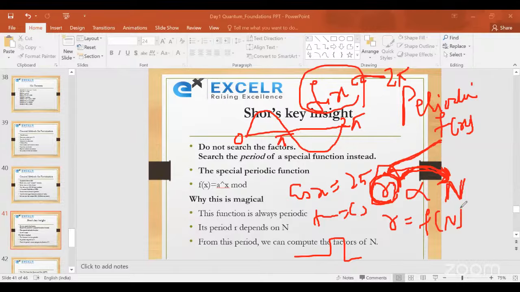So this is the real condition. What function do we have to take? We have to take a function whose periodicity depends on the number which we want to factor. So this is the restriction.